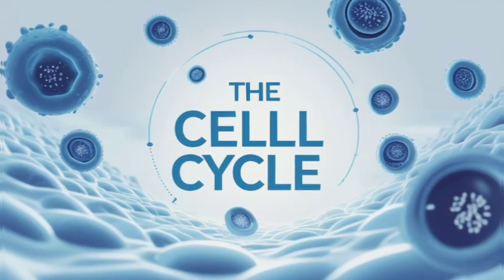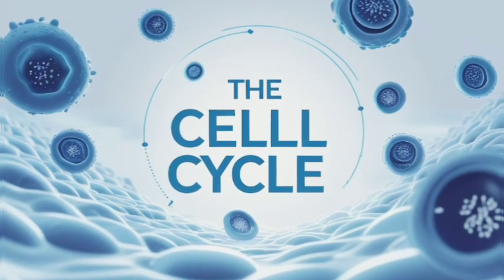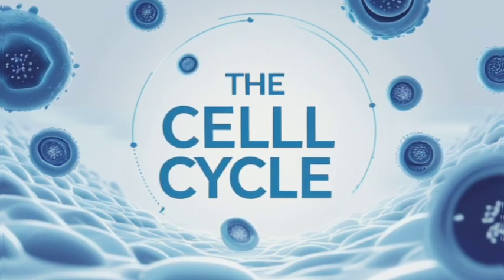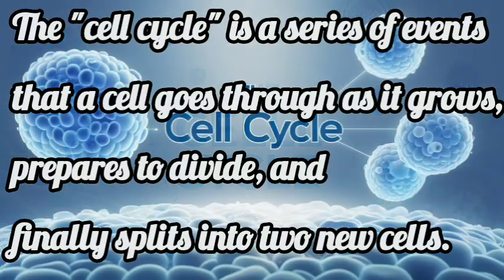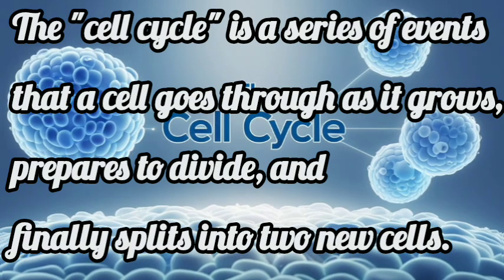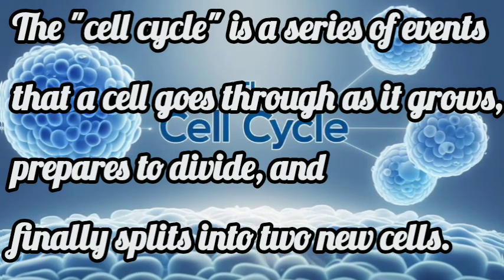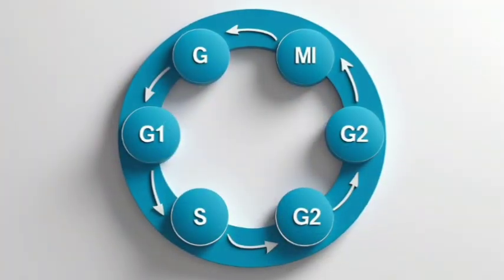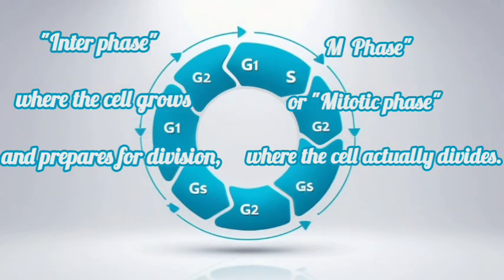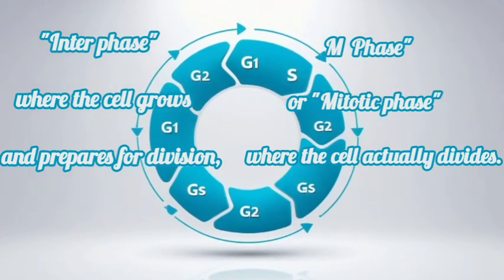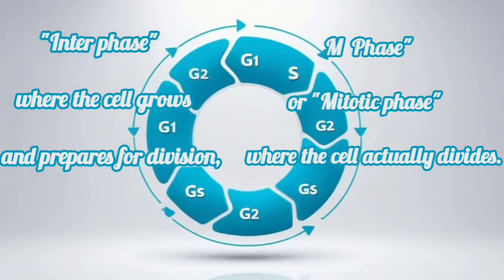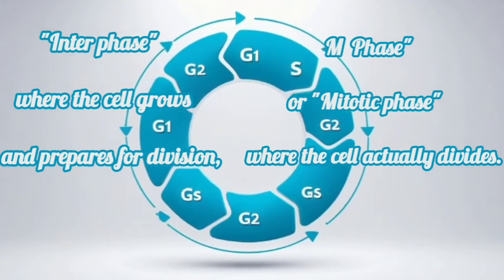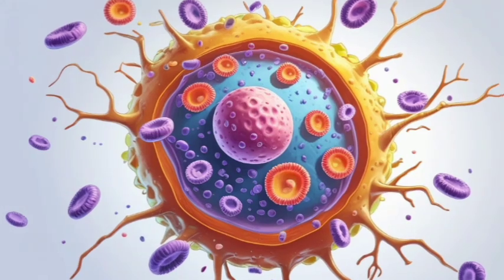Our body constantly replaces old cells with new ones through the incredible process called the cell cycle. The cell cycle is a series of events that a cell goes through as it grows, prepares to divide, and finally splits into two new cells. The cell cycle is made up of two major phases: interphase, where the cell grows and prepares for division, and M-phase, or mitotic phase, where the cell actually divides. Let's look deeper into each.